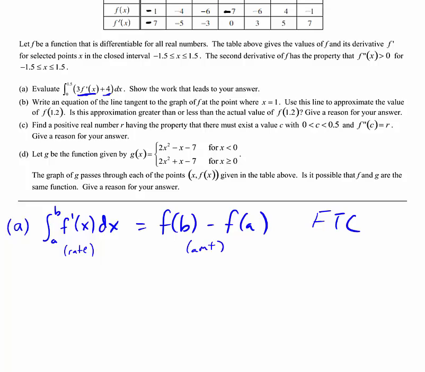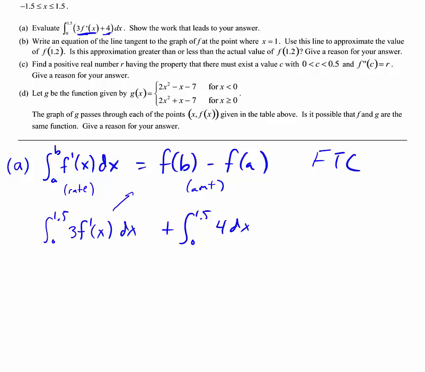We're going to separate those two with the plus. So integral from 0 to 1.5 of 3 f prime of x plus the integral from 0 to 1.5 of 4. And that gives us, we're going to use this concept, so 3 times f of 1.5 minus 3 times f of 0. And then plus the integral of 4, which is 4x, from 0 to 1.5.